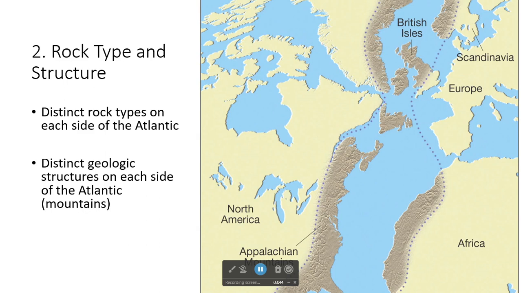Rock type and structure was a second type of evidence that Wegener had, and there are distinct rock types on each side of the Atlantic, and they appear to match up. And there are also distinct geologic structures, like the mountain ranges in the Appalachians and British Isles, and those also appear to line up in space.